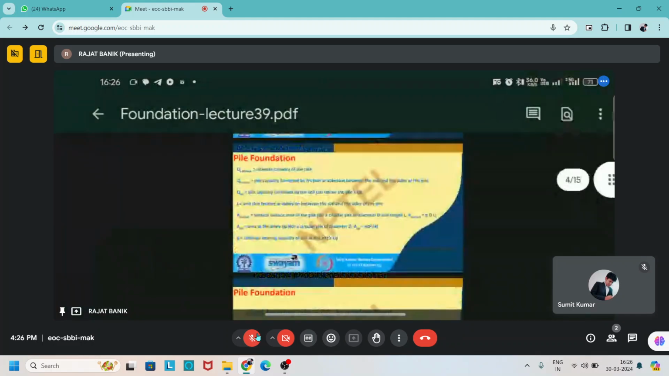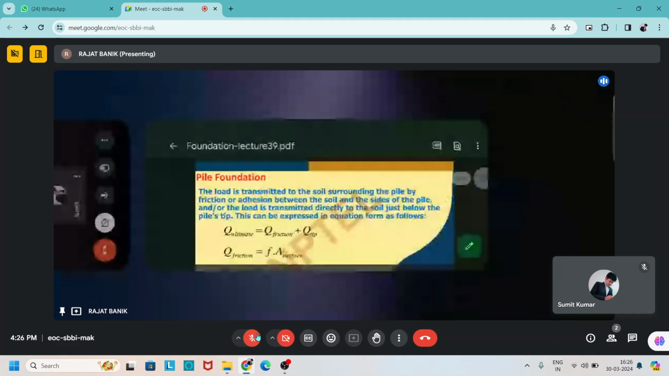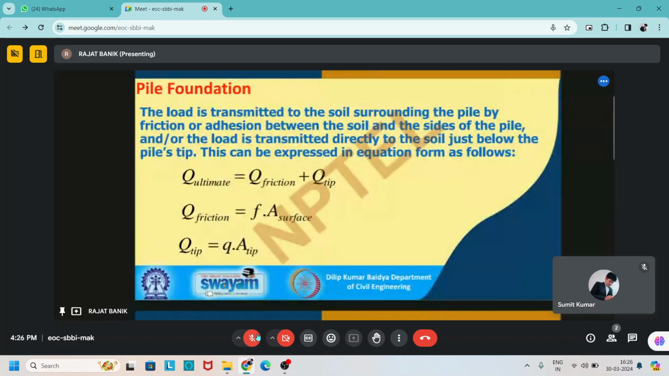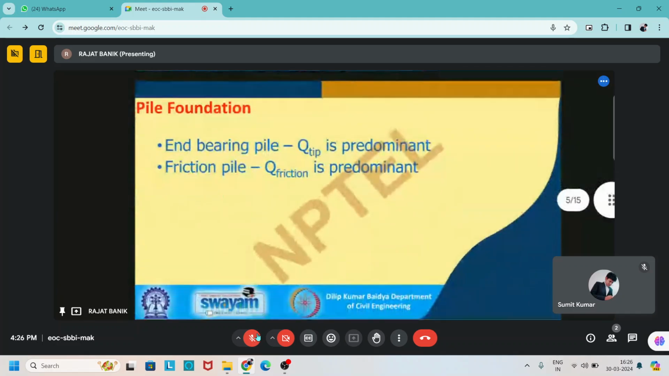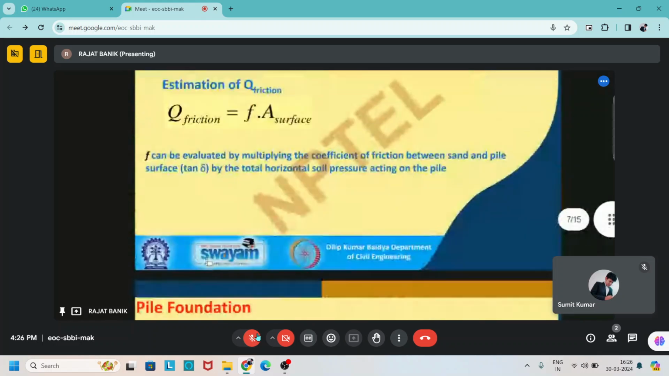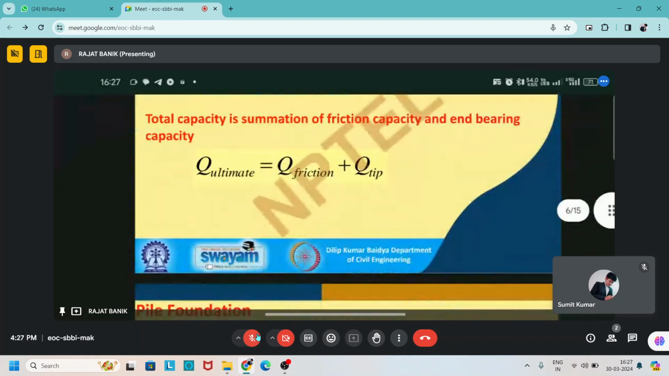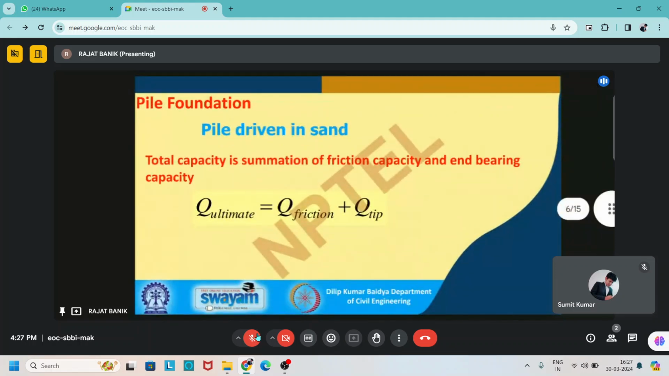Moving to lecture number 39 of previous classes. Here we detailed elaborately the load transfer mechanism of the pile. Now first we find out the total ultimate load for a pile driven in sand. The total load is the summation of the friction capacity and end bearing capacity.